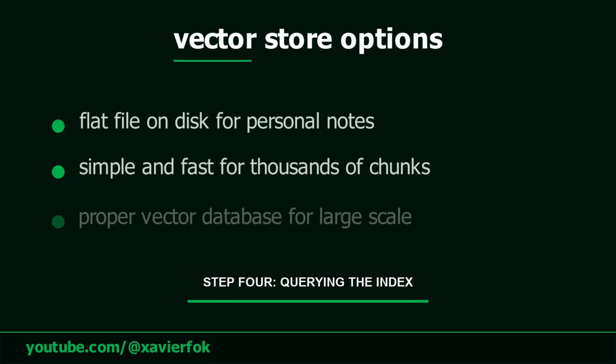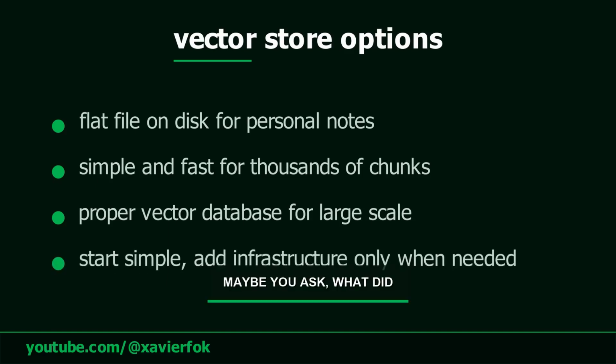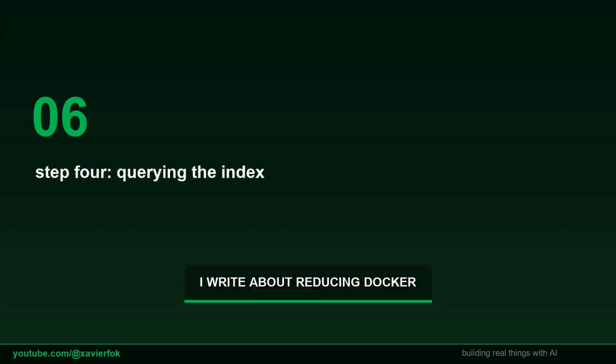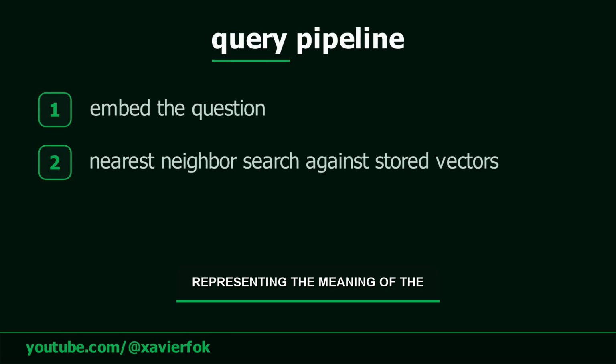At step 4, querying the index. Here is where it comes together. You have a question. Maybe you ask, what did I write about reducing Docker image size? Instead of searching your notes by keyword, you embed the question using the same embedding model you used for the chunks. Now you have a vector representing the meaning of the question.